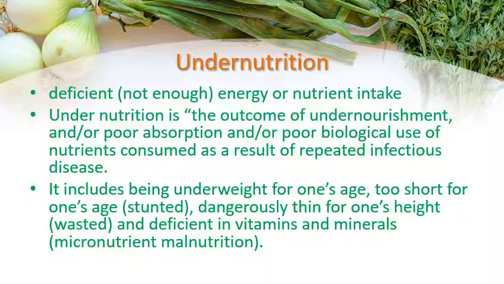Undernutrition occurs when a person is deficient or does not get enough energy or nutrient intake. Undernutrition is the outcome of undernourishment and/or poor absorption and/or poor biological use of nutrients consumed as a result of repeated infectious disease. It includes being underweight for one's age, too short for one's age, dangerously thin for one's height, and deficient in vitamins and minerals.